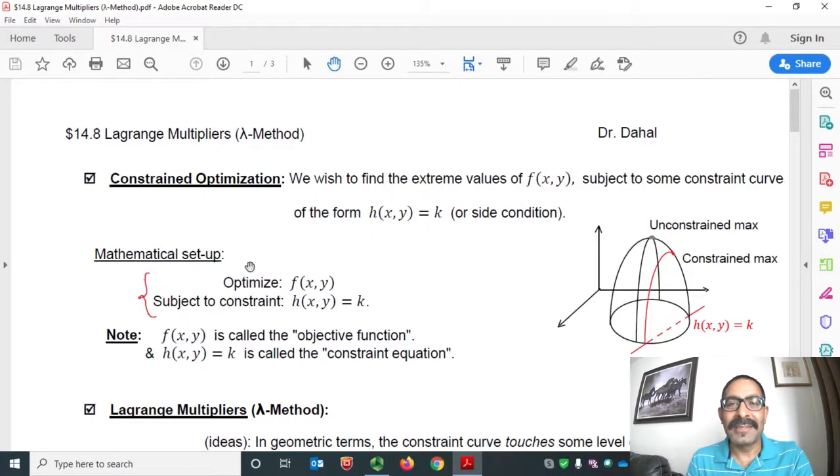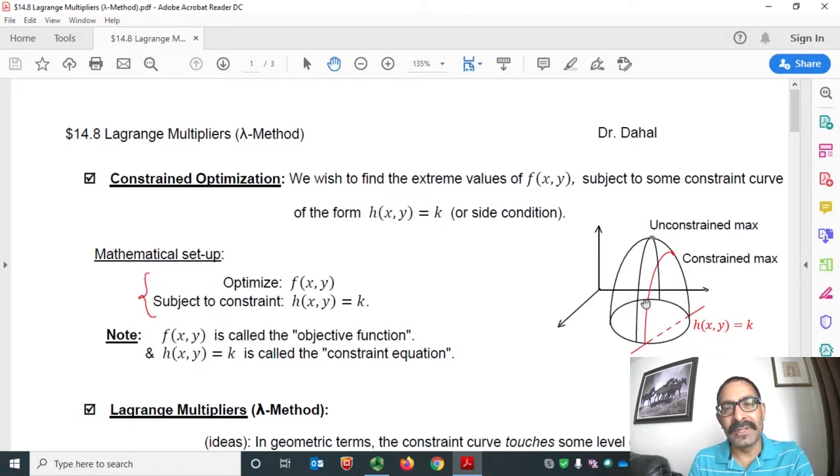In our last class we mentioned there are two types of optimizations. One is constrained optimization and the other is unconstrained optimization. We covered unconstrained optimization in the previous section 14.7. So today we are covering constrained optimization. In constrained optimization, we find the extreme values of functions subject to some constraint curve given of the form h(x,y) equals k.